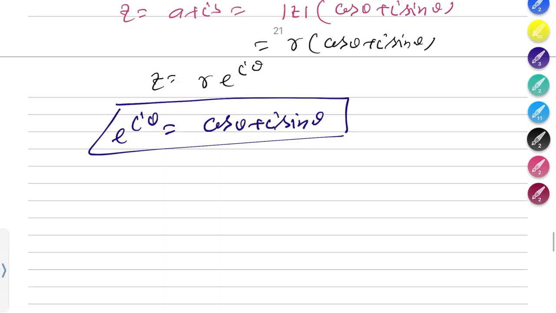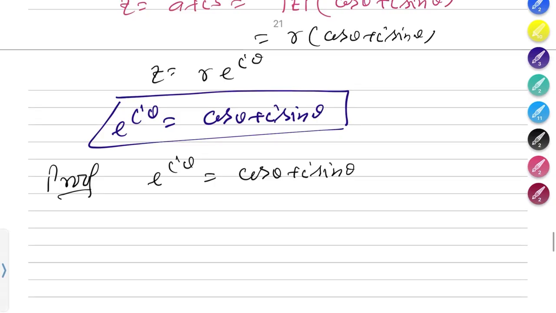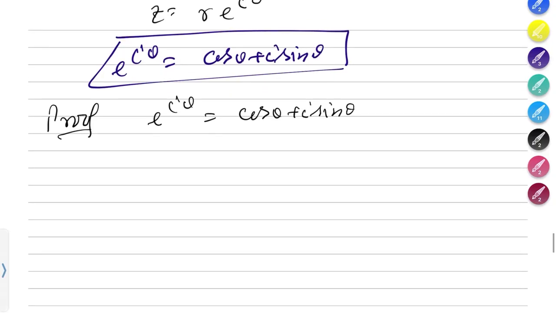Okay, so we'll prove this part. We'll prove how e to the power i theta is cos theta plus i sin theta. Before proving, there are some prerequisites, so we'll see some prerequisite things first.